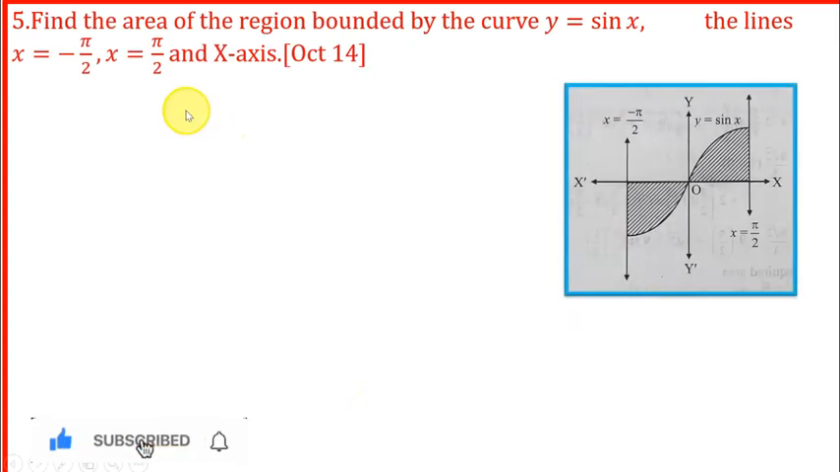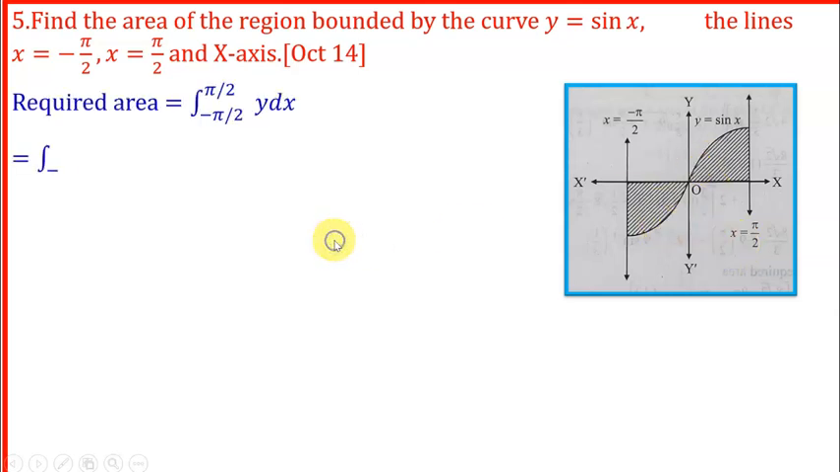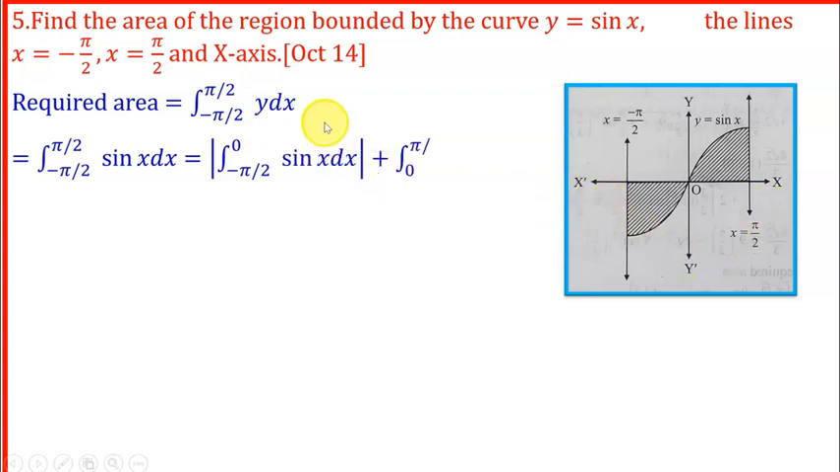Now next question. Find the area of the region bounded by the curve y equals sin x, the lines x equals minus pi by 2 and x equals pi by 2, and the x-axis. This is the region. You see this here. The required area is equal to the integral from minus pi by 2 to plus pi by 2 of y dx, that is, the integral from minus pi by 2 to plus pi by 2 of sin x dx.